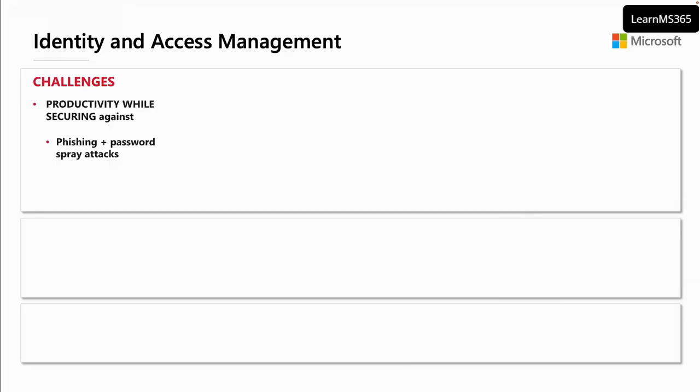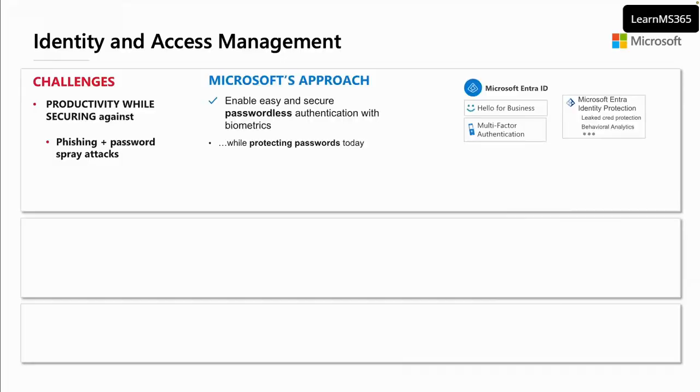So let's say, for example, first we'll have a look at the challenges. We'll start with the challenges. The challenge is that we need productivity while securing against phishing and password spray attacks. With the Microsoft approach with Entra ID, we can easily enable secure passwordless authentication using biometrics. And of course, we also have multi-factor authentication, which can also be leveraged.